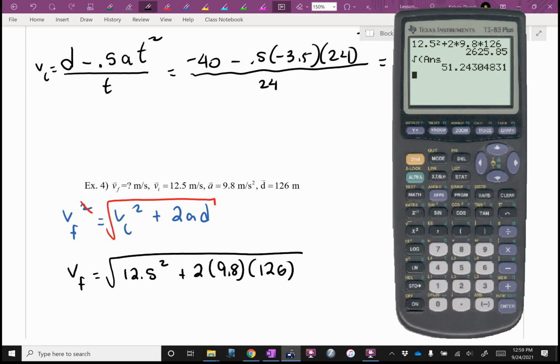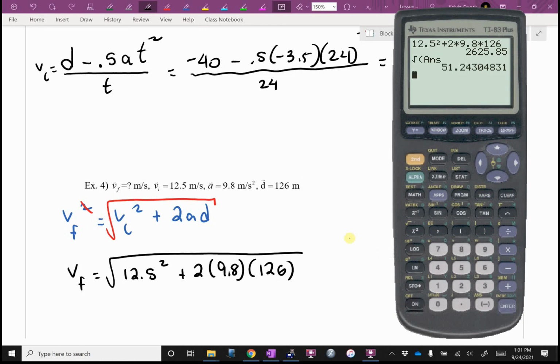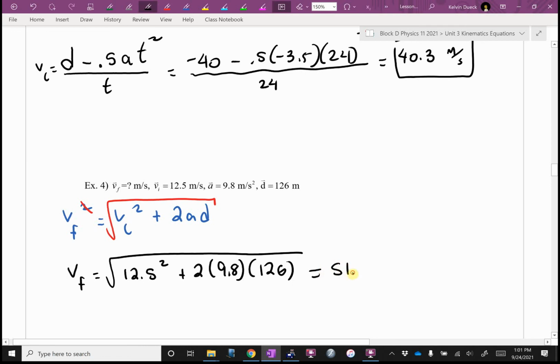You're going to get 51.2 for that, I think. Did I make a typo? That's right, yeah? 51.2430483. Okay, let me come help. Is that right? How many sig figs do I want to go to in my final answer? So 51.2. Units: meters per second.